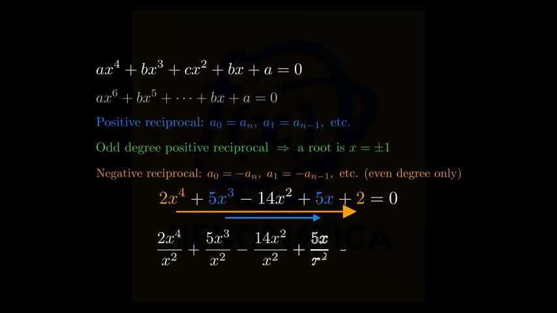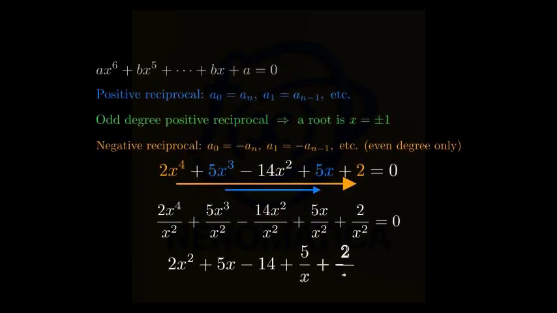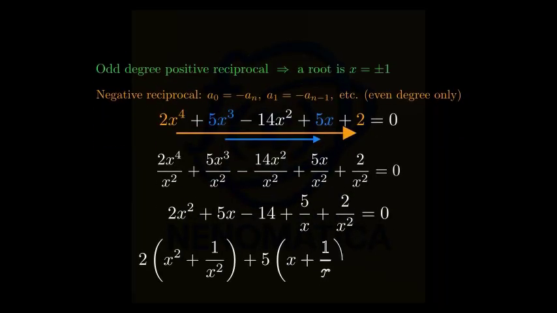Step 1. Because the degree is 4, we divide every term by x squared. This centers the equation around the middle power so that conjugate terms can be grouped. Step 2. Group the symmetric terms together. The x squared term pairs with 1 over x squared, and the x term pairs with 1 over x.